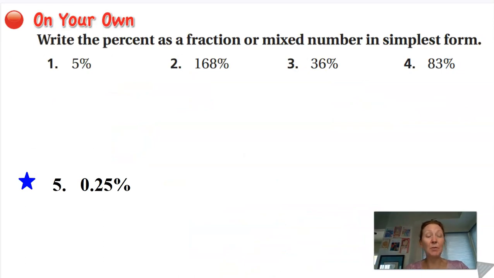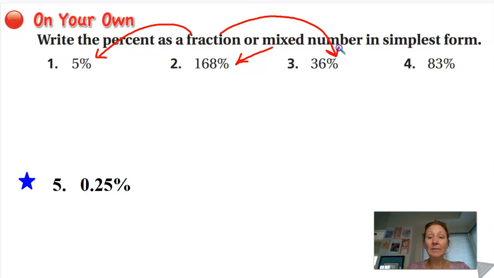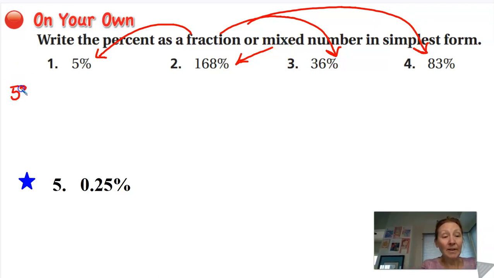I don't have the pictures for you, but try to put these percents as a fraction or a mixed number. And I'm just going to point out that if it's less than 100, it's a fraction. If it's greater than 100, it's going to be a mixed number, right? So that's a fraction, and that's a fraction. The only one that's going to be bigger than 1 is the 168%.